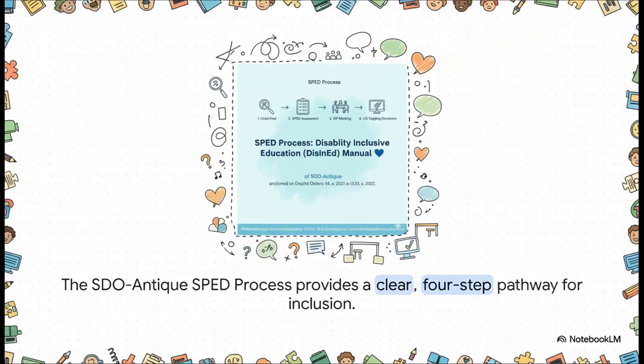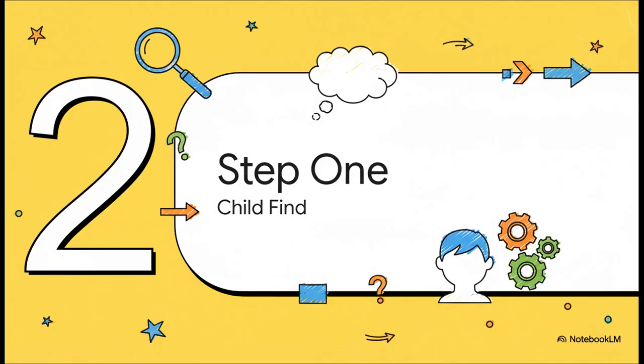This roadmap you see here shows the clear, logical flow we're going to follow, from the very first moment of identifying a potential need all the way to putting official system-wide support in place. So, let's get started with that very first step. Okay, let's dive into the first crucial phase, Child Find.